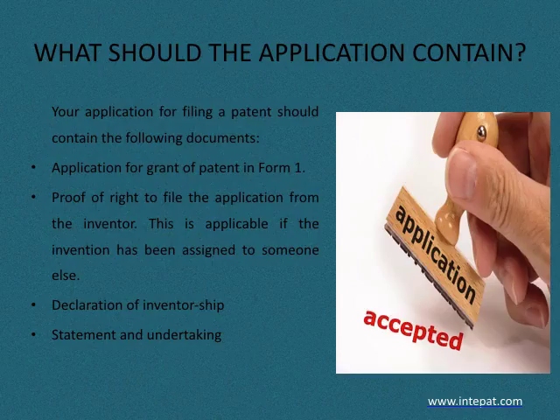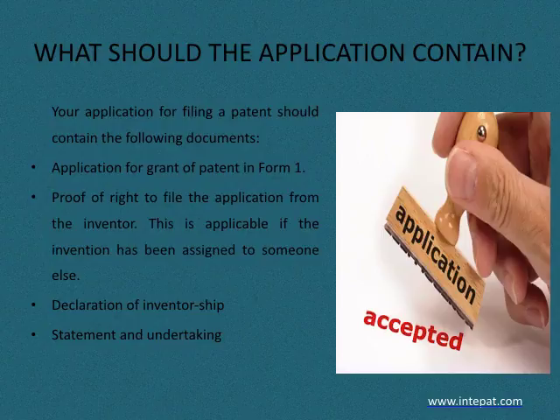The next question is, what should the application for filing a patent contain? Now, the application should contain the following documents. Number 1, application for grant of patent in Form 1. Second, the proof of right to file the application from the inventor. Now, this is applicable only in cases where the invention has already been assigned to someone else. So therefore, while submitting a patent application, the assignee has to submit a document which states that he is the one authorized to file for the patent application.